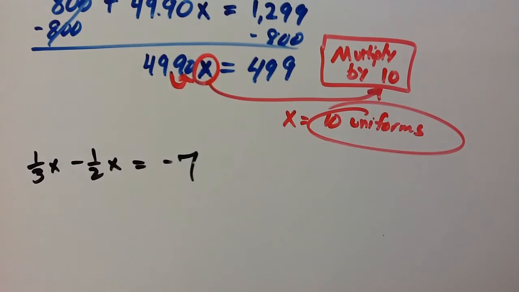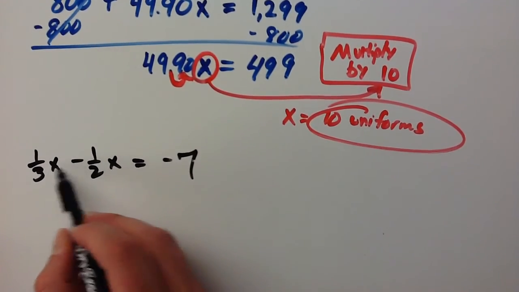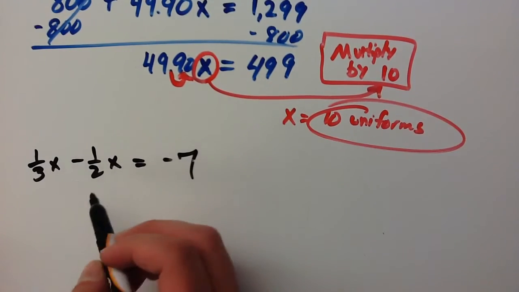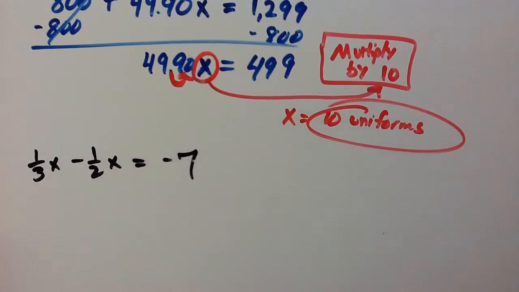Next question. It says 1/3 x minus 1/2 x equals -7. Okay, question, ask yourself, do you see parentheses? No, I don't. Step 2, are there like terms? Yes, there are. Right here I have x terms. I'm looking left. These are both x terms. So what is 1/3 x minus 1/2 x?